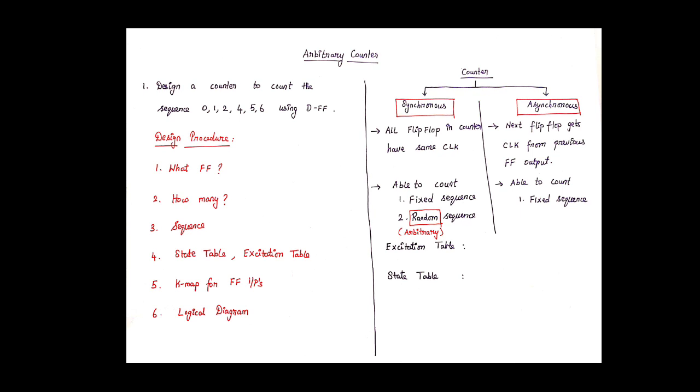Therefore now we are going to see designing a random sequence counter, which comes under the topic of synchronous counter. If it is an asynchronous counter, then only fixed type of counting is possible. Clear? Right, before starting our given question, I want to remind you about one more point.